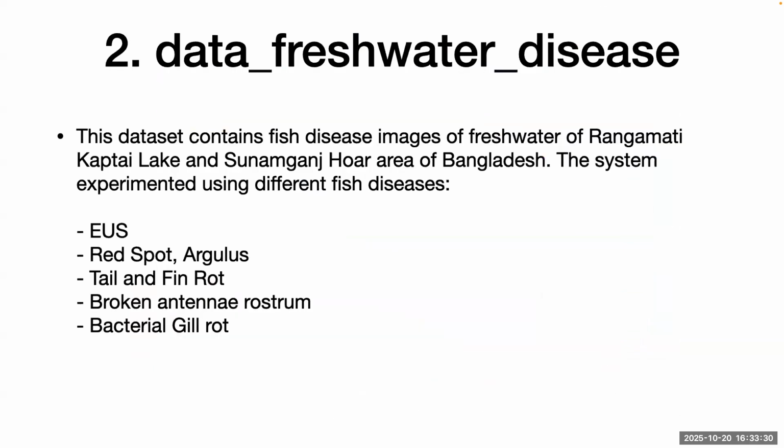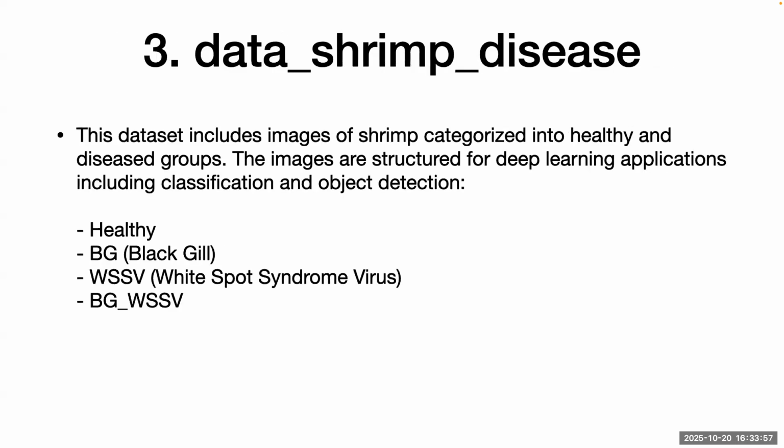Okay. And in the second data set, they used a lake in Bangladesh, and they identified different diseases, and these are all different classes in our data set. But I couldn't find any good paper related to these data, so I didn't put any of the results. And the other data set, the shrimp data set, your main class is the healthy class, and the other three classes contain diseased shrimps.